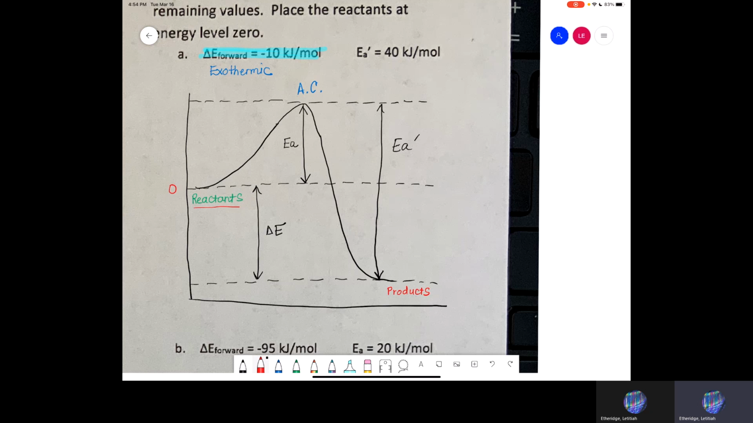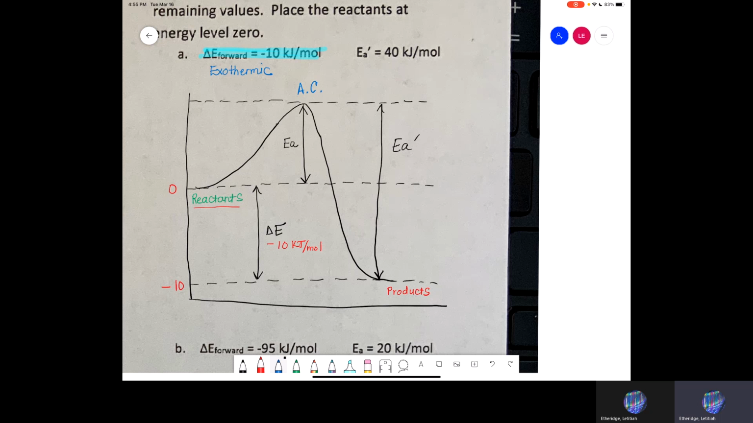So delta E and A says that our delta E forward is going to be minus 10 kilojoules per mole. So that means that from here to here is minus 10. So your number that goes down on the products is going to be minus 10. Okay, hopefully you guys saw that.